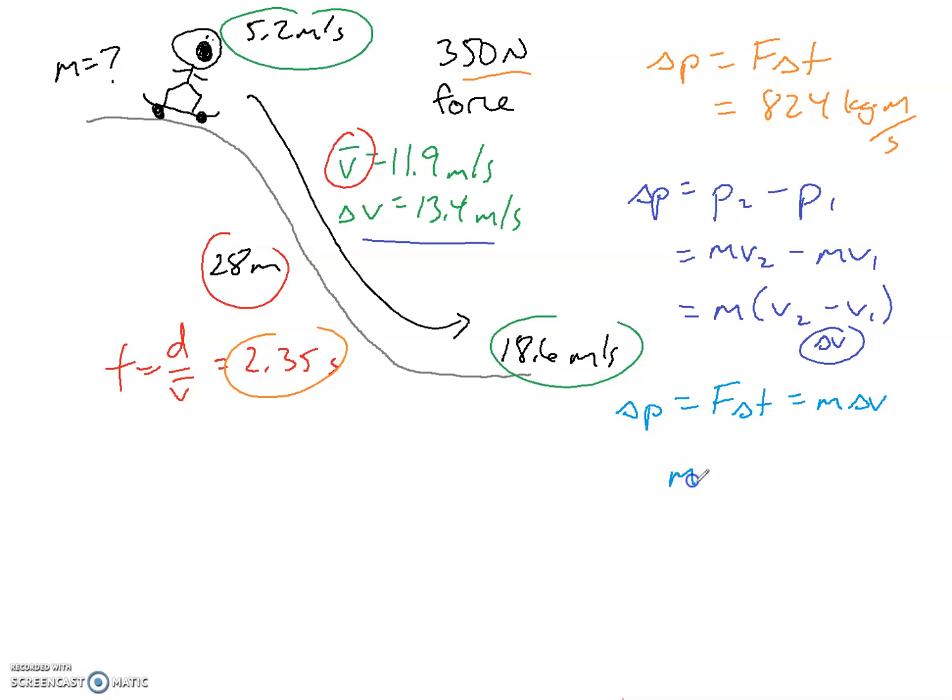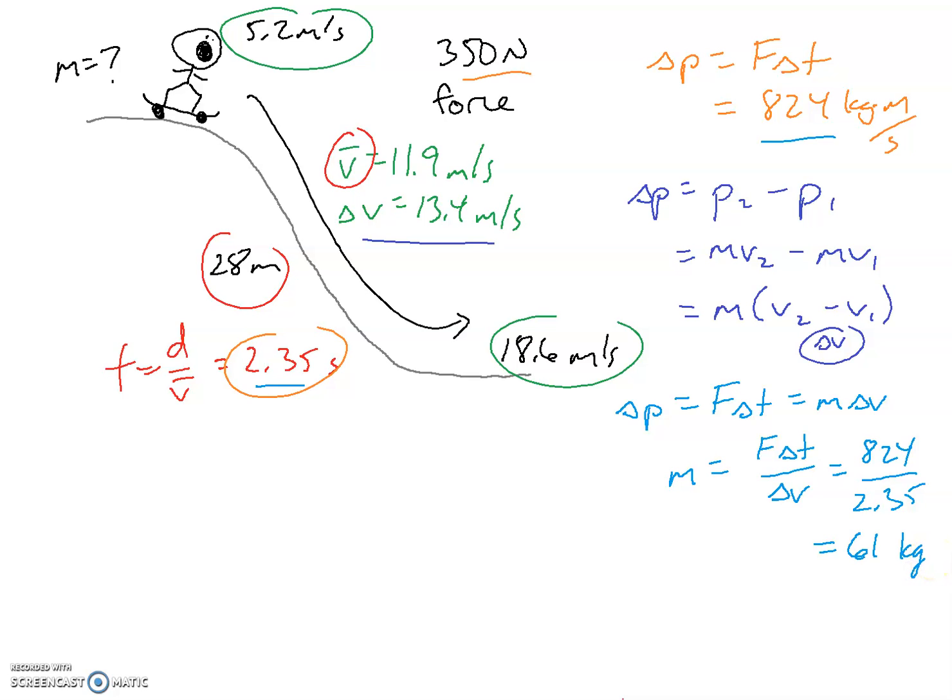So if I rearrange this, I can get mass is going to be F delta t, or the impulse, divided by the change in v. So this would just be the 824 I had over there, divided by the 13.4 over there, and I can divide the two out to get his mass. And give or take round off, we're looking at around 61 kilograms.